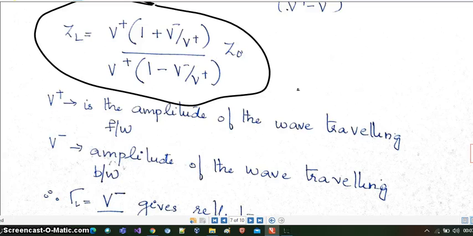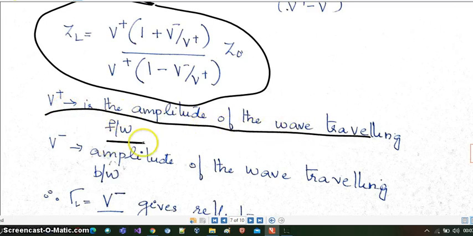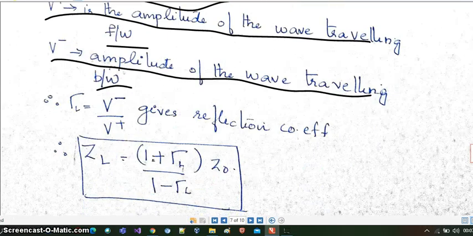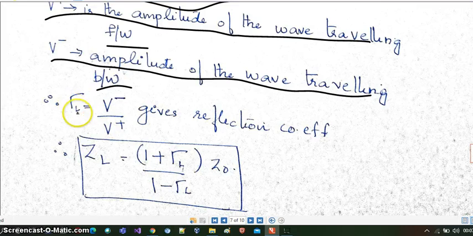Now listen, we are dealing with two terms, that is V plus and V minus, in the last few videos. So actually what are V plus and V minus? V plus is the amplitude of the wave traveling in the forward direction, that is the incident field, and V minus is the amplitude of the wave traveling in the backward direction, that is your reflected wave, right? So the reflection coefficient tau L, where L is used to represent the load, is the ratio of V minus by V plus. V minus is the amplitude of your reflected wave, and V plus is the amplitude of your incident wave.